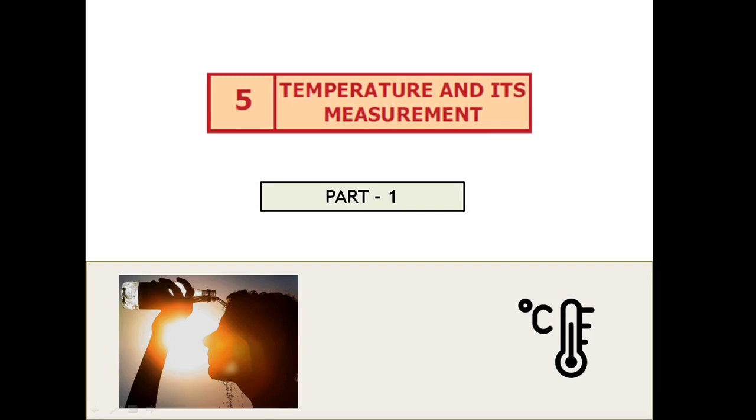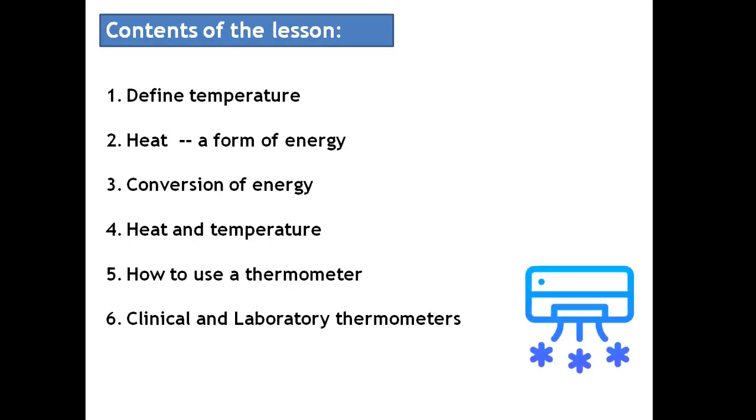Welcome to the fifth lesson of class 7 science, that is temperature and its measurement. In this lesson, we are going to learn what is temperature, heat as a form of energy, conversion of energy from one form to another form, relation between heat and temperature, how to use a thermometer, and finally about clinical and laboratory thermometers.